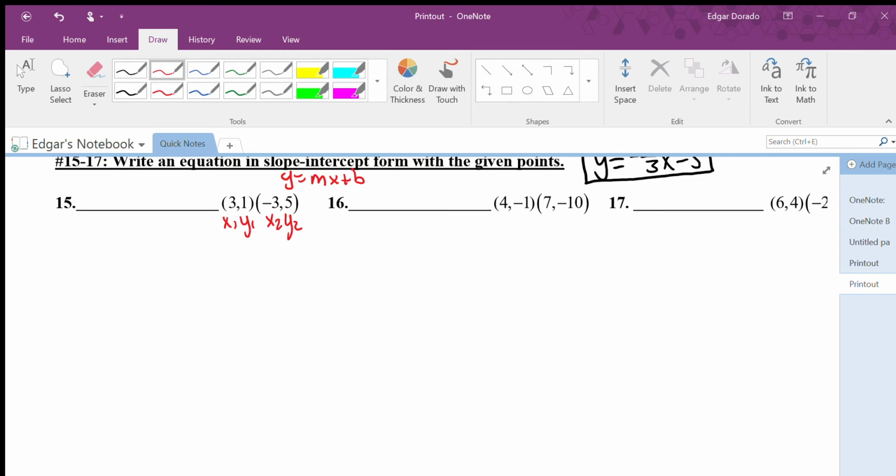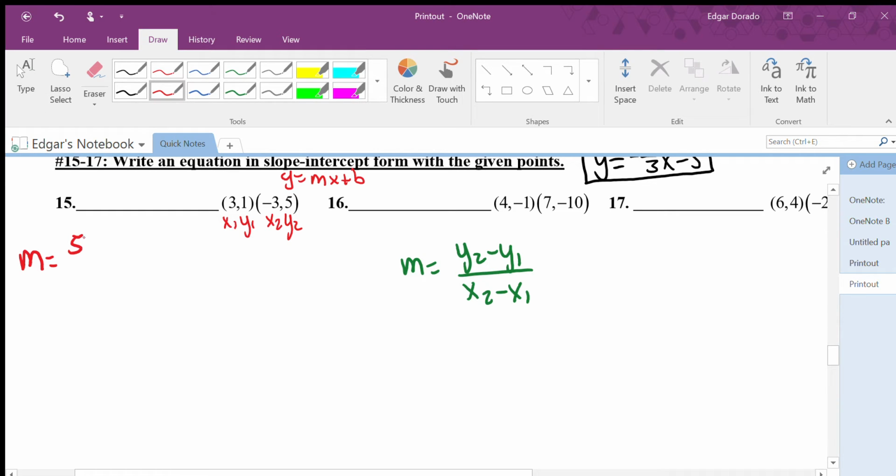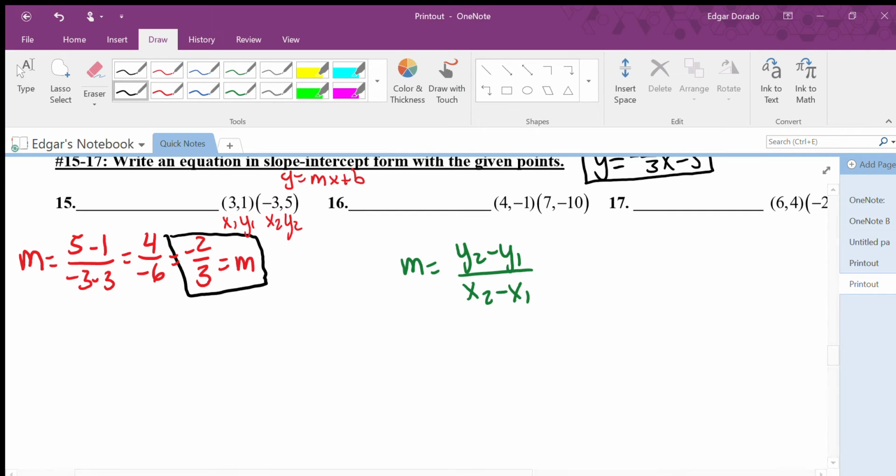However, I can find a slope. Remember your slope: y2 minus y1 over x2 minus x1. So let's go ahead and figure out our slope. Plug it all in. So m equals 5 minus 1 over negative 3 minus 3 gives me 4 over negative 6, and negative 2 over 3. This is the slope I'm going to need. Okay, negative 2 over 3. I'm going to go ahead and highlight this because I know I'm going to need the slope.